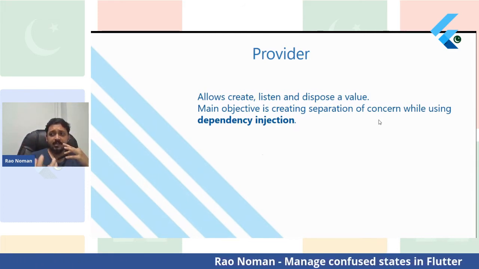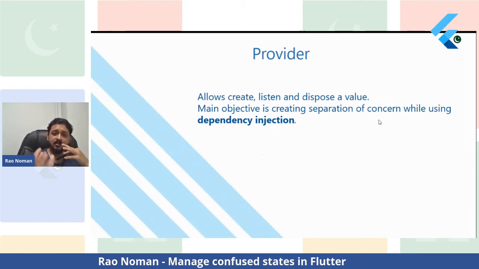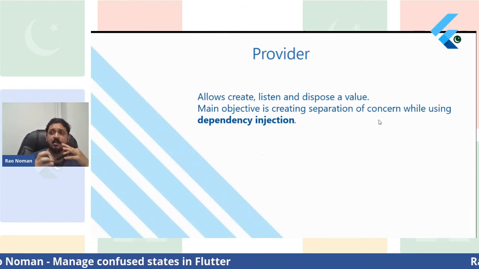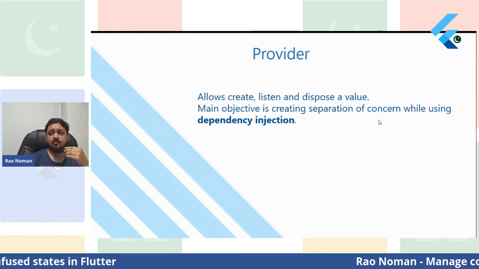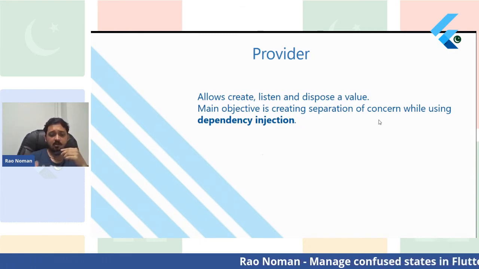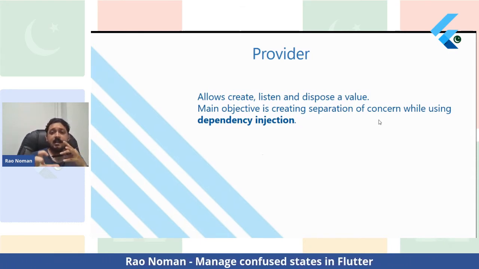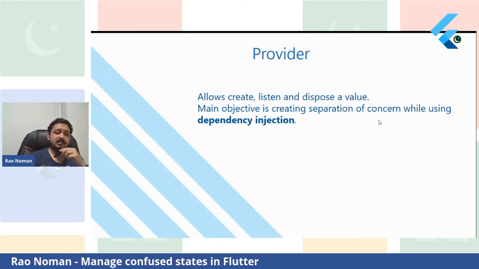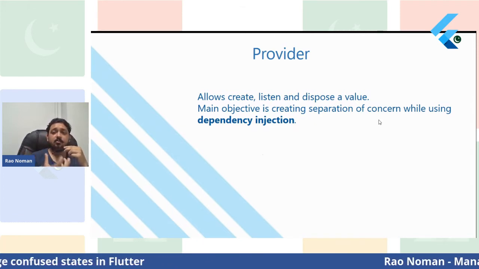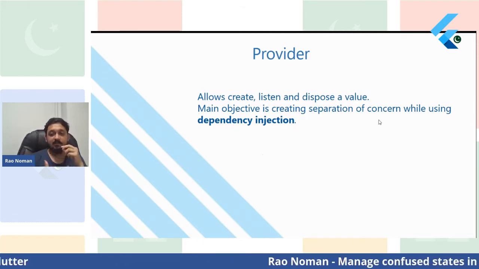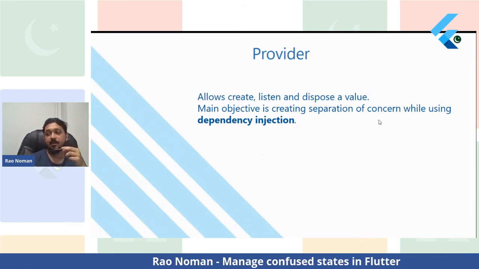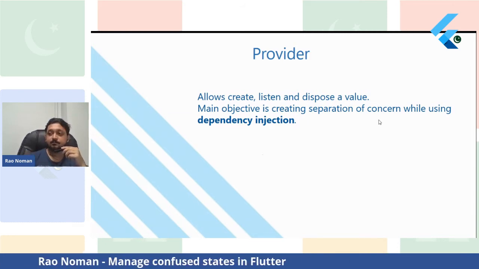So whatever action needs to change or update the state, the consumer can use a context of Provider.of and set the listener. If the listener is set to true, it will read the value and show it in the UI as per the need.